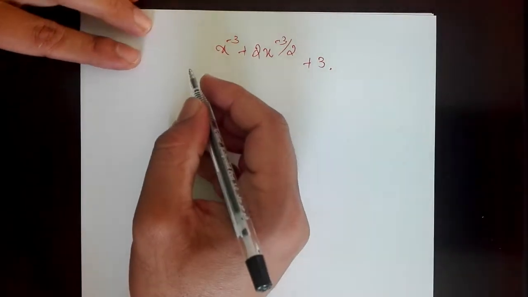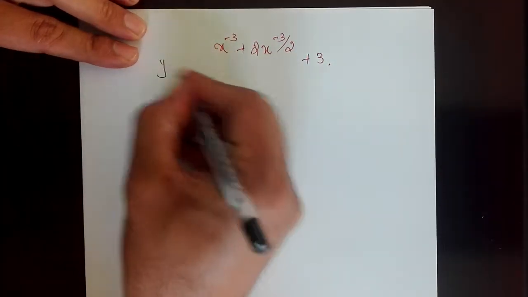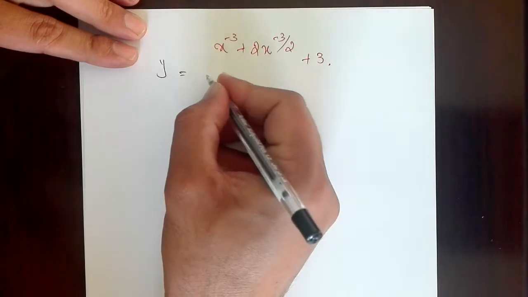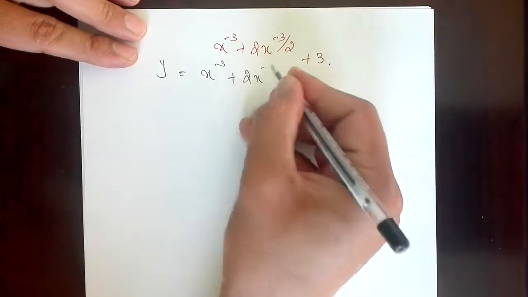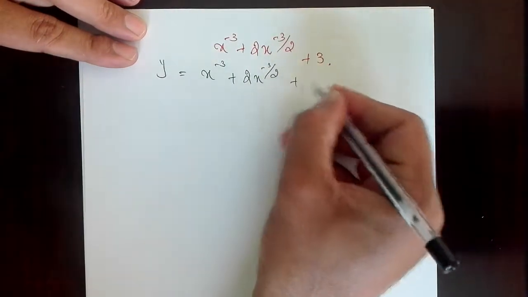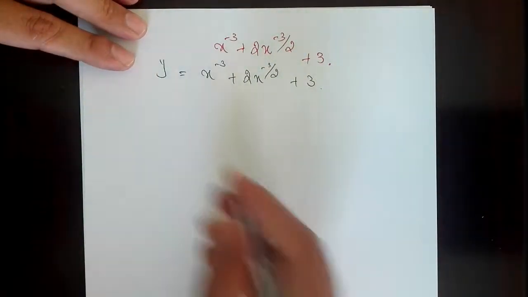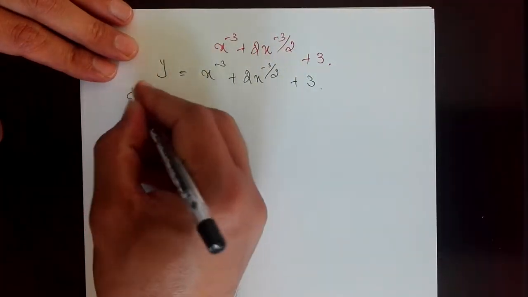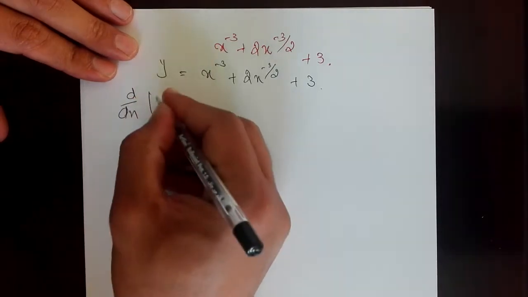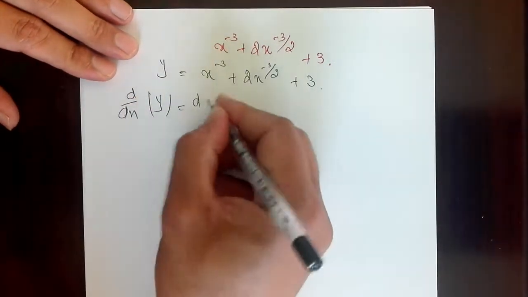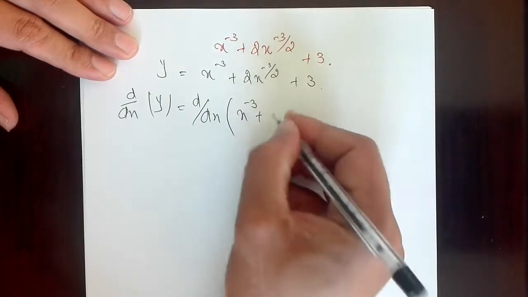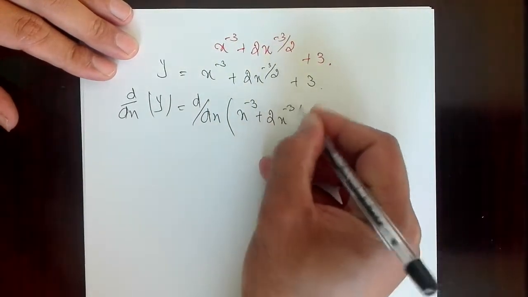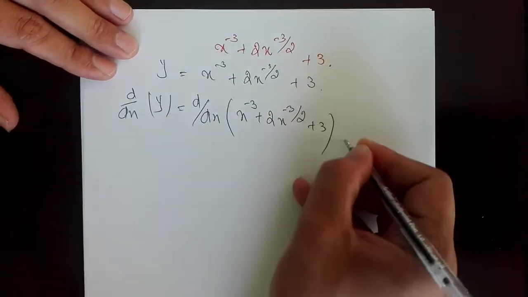Now similarly we'll start with: let y is equal to x^-3 plus 2x^(-3/2) plus 3. That 3 is the constant number. So when we take the derivative, d over dx of y is equal to d over dx of x^-3 plus 2x^(-3/2) plus 3.